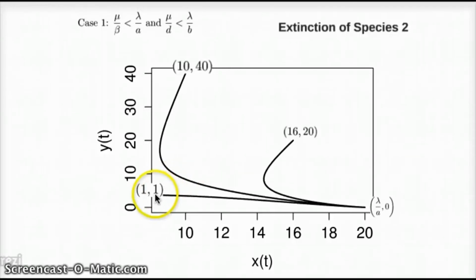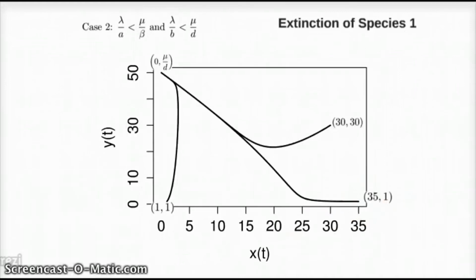So here we have a curve that starts at x0 equals 1, y0 equals 1, and this curve converges to this point. Then we set initial conditions 10 and 40, and this curve quickly converges here, and similarly for the numerical solution obtained using initial condition 16, 20. Okay, you can see that this point lambda over a, comma 0, given the parameter values used here, is basically 20, 0.